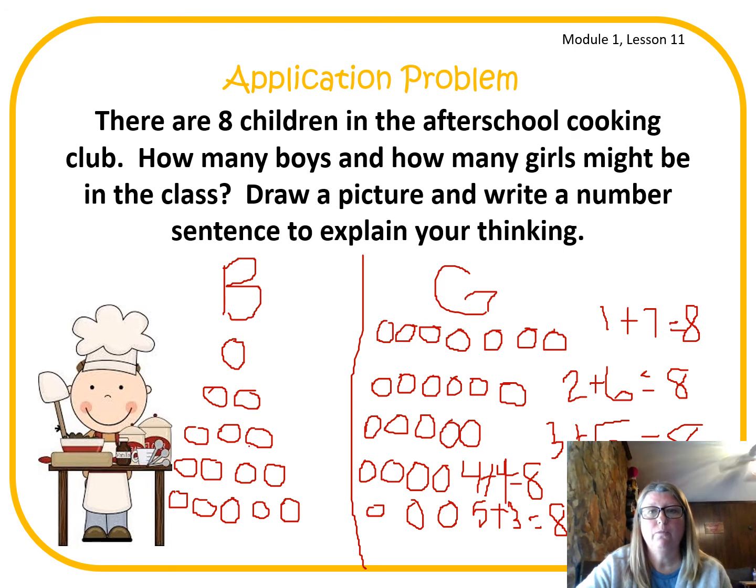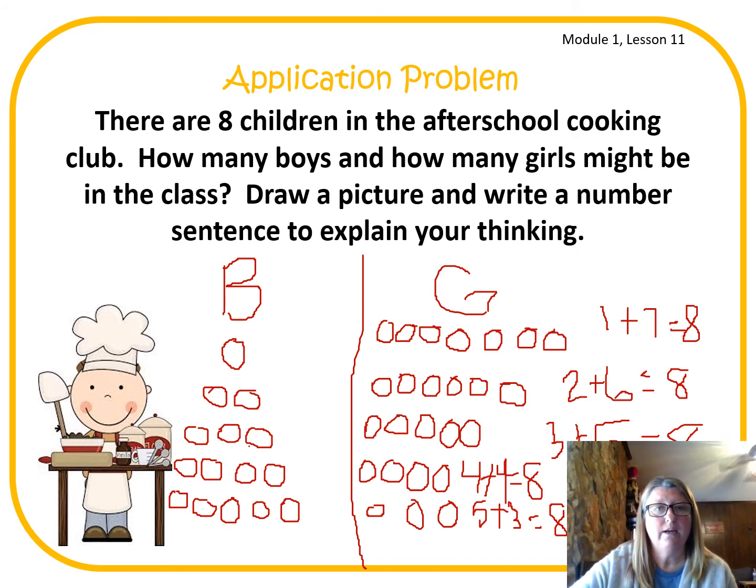Huh, look up at the top. We had 3 plus 5 equals 8. And now we have 5 plus 3 equals 8. Do you remember what I called that? It's called a turnaround fact. We simply just took the numbers and turned them around.